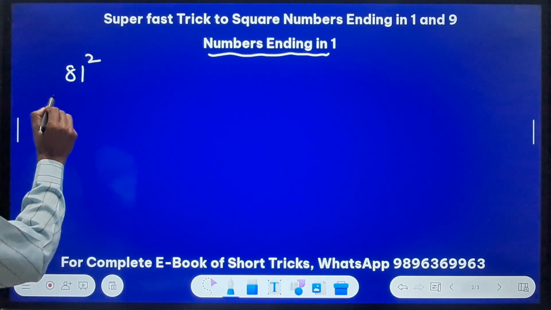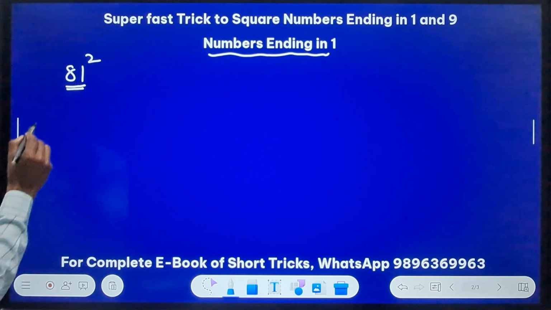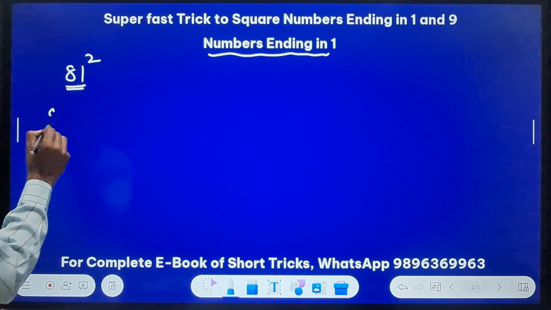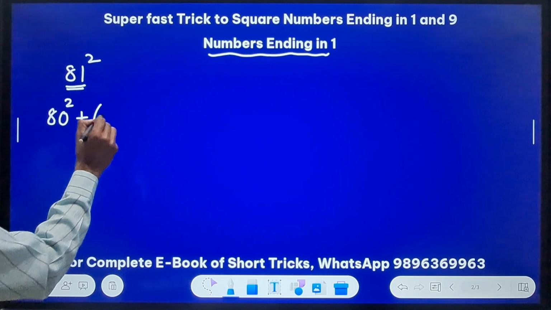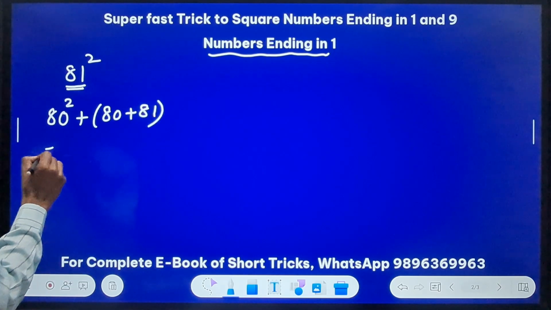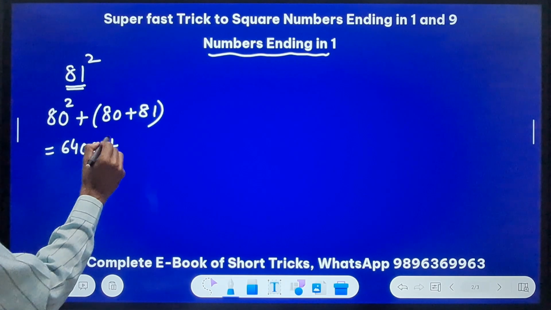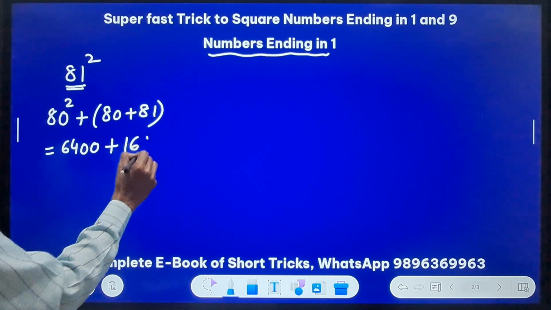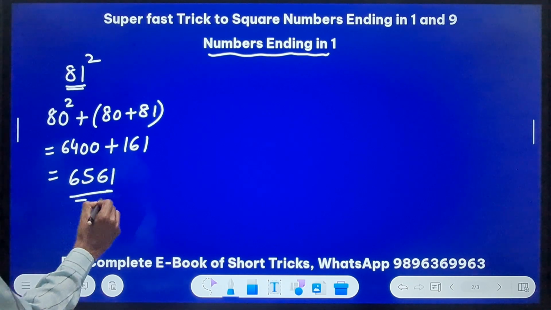So in this case, A is 80, right? Very close to 80. So I will do 80 square and add what? Add 80 plus the next number 81 to the result. So 80 square is 6400, that is obvious. I add what? 161 to this and I get 6561 as the square of 81.